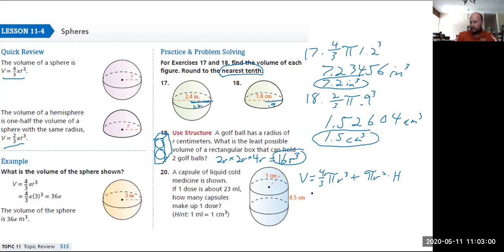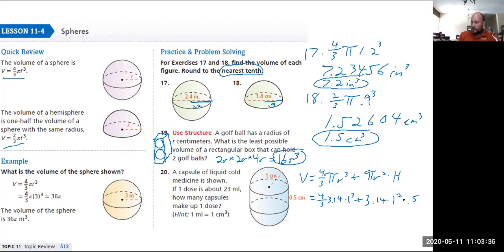So we need to plug these values in. Well, do we have the radius of the cylinder? Yeah, it's the same as the sphere. So when we do this, we have 4/3. We're going to have to plug in pi for this, so 3.14. The radius is 1, so 1 cubed, plus 3.14 times the radius, which was 1, times the height, which was 0.5.